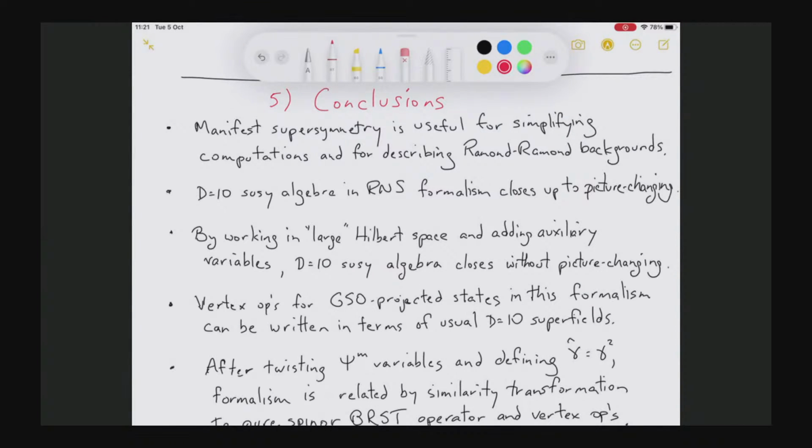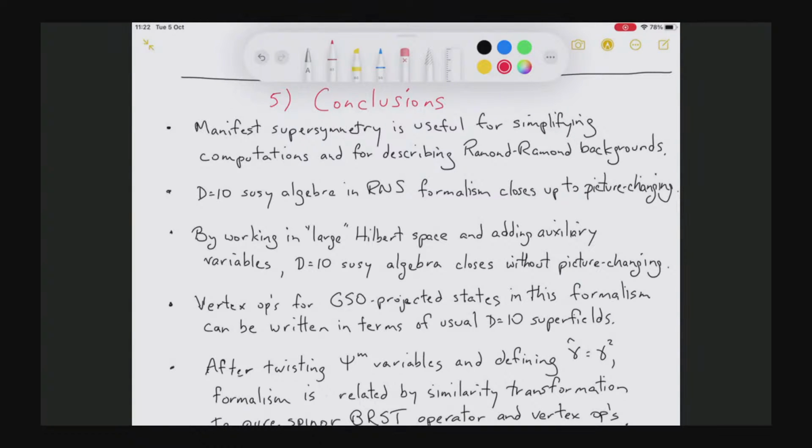Manifest spacetime supersymmetry is, of course, useful for simplifying computations, and it seems to be necessary for describing Ramond-Ramond backgrounds. In the RNS formalism, the algebra closes only up to picture changing. But as I showed, by working in the large Hilbert space and adding auxiliary variables, you can get the supersymmetry algebra to close without picture changing. So this is not surprising in the sense that we do this all the time if we're working with field theories.